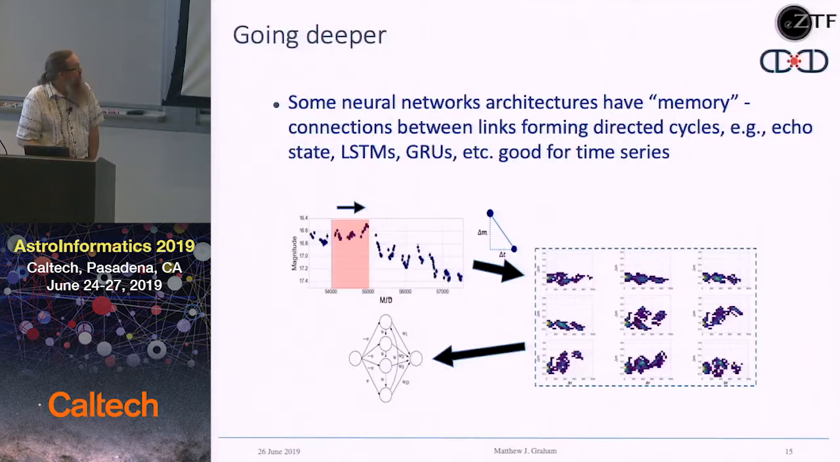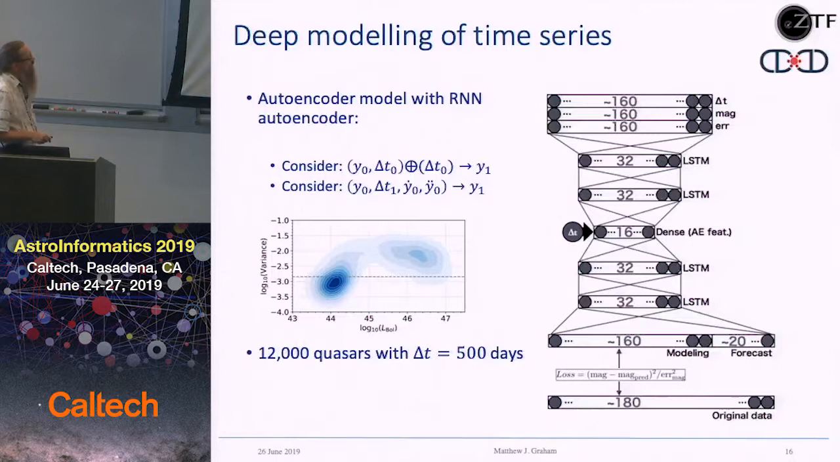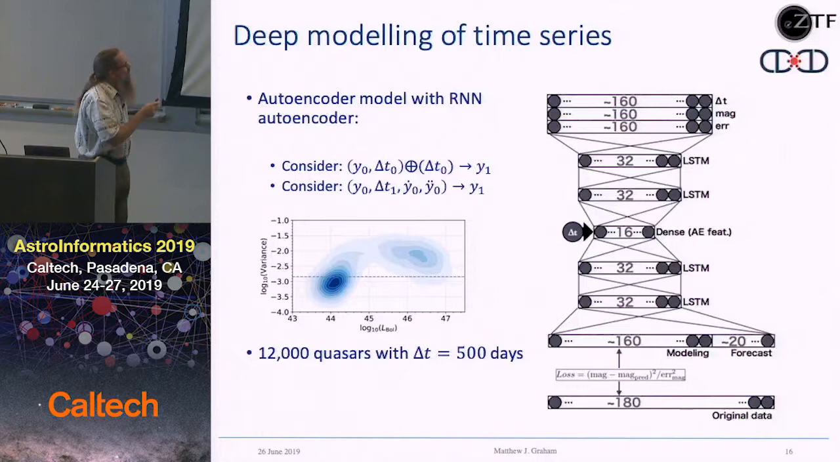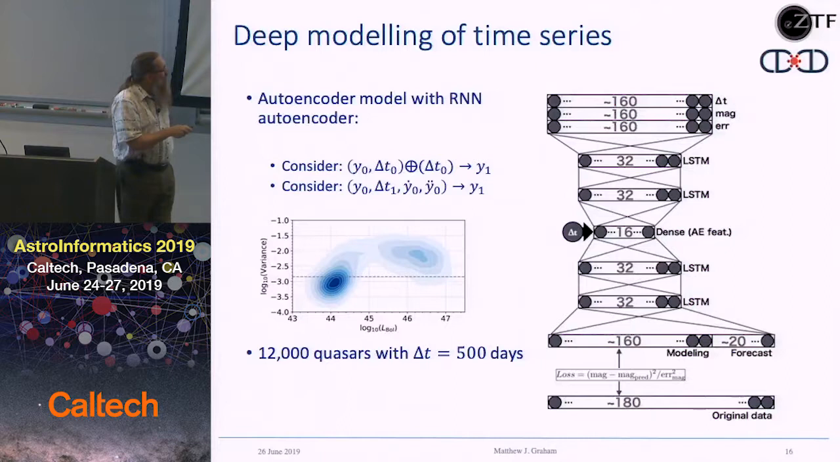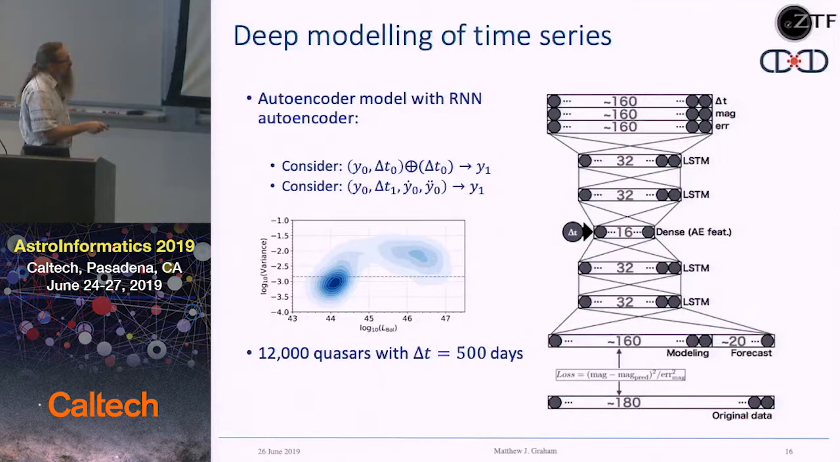And so what we've been doing is, Brett Naul did the original paper in 2017 on periodic stars, regularly sampled, well, irregularly sampled, but not so irregularly. So we've been applying these to AGN now. This is our RNN autoencoder, and we feed in the delta T as a feature to handle the irregular sampling. We also introduce it into the hidden layer as an auxiliary.